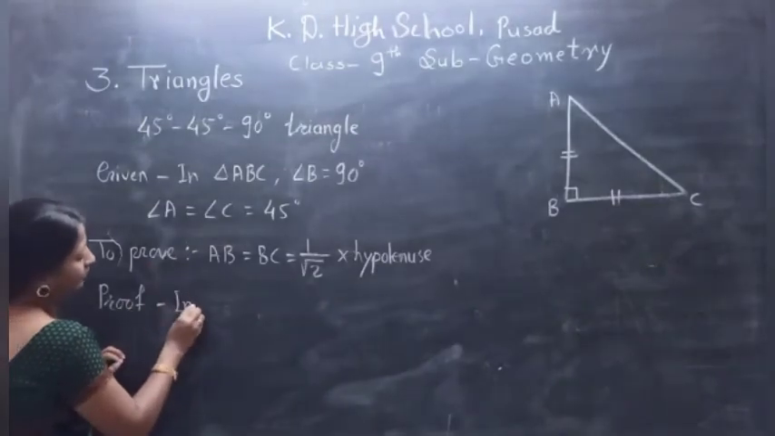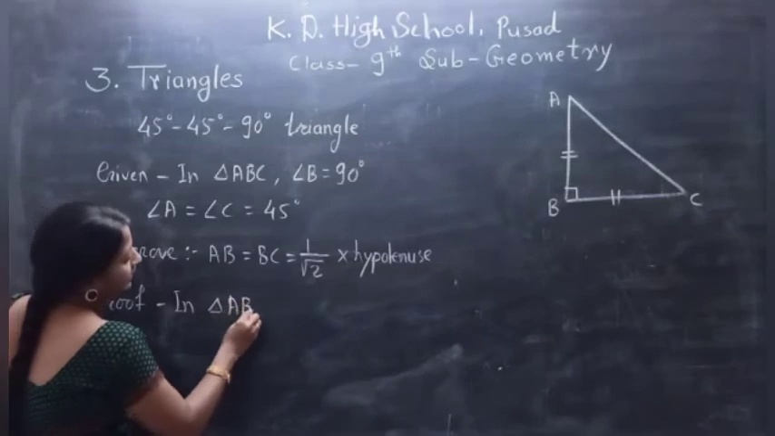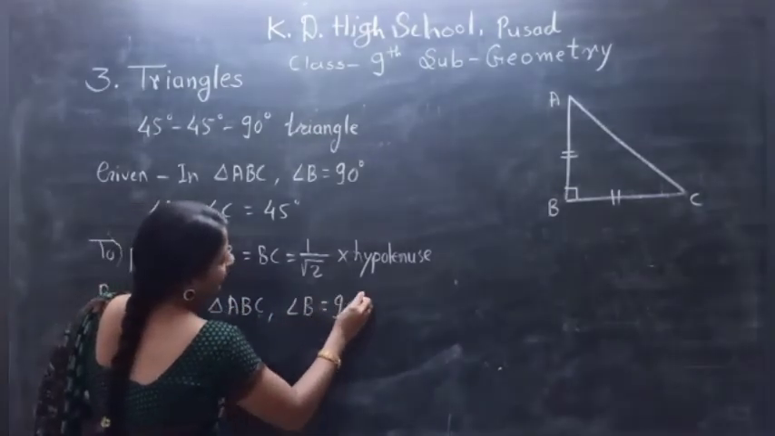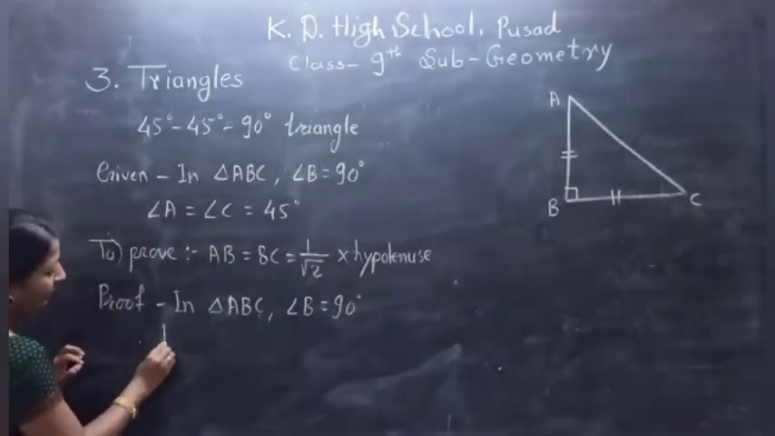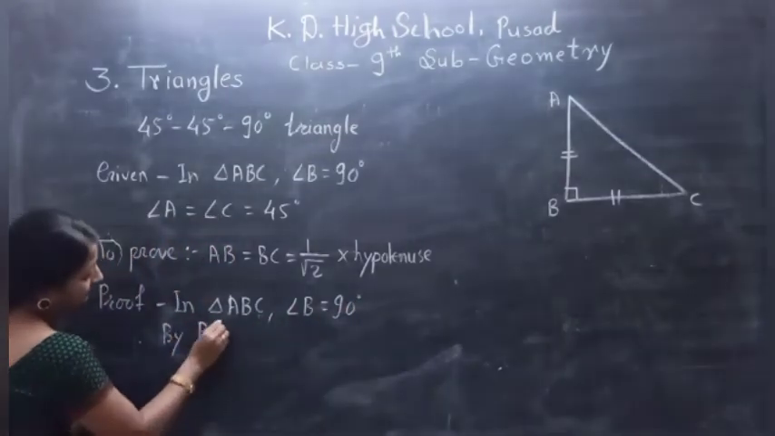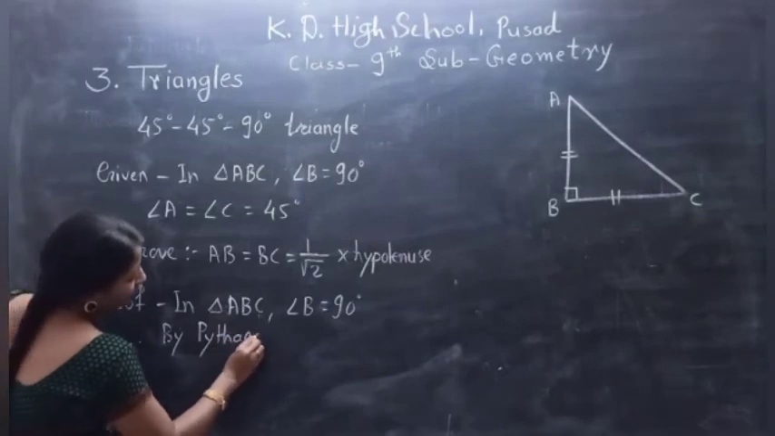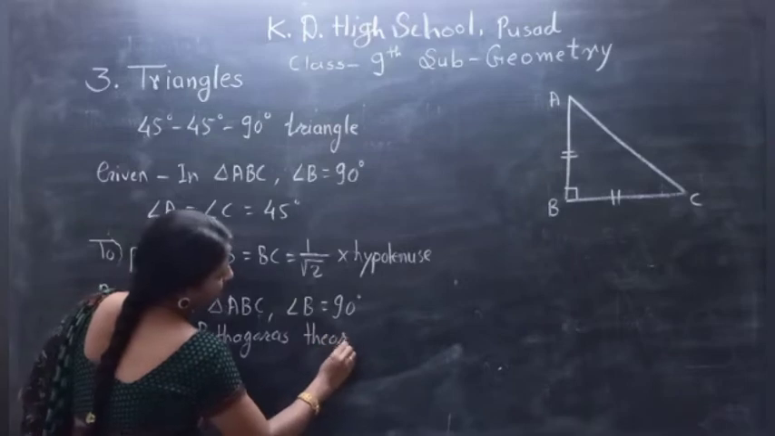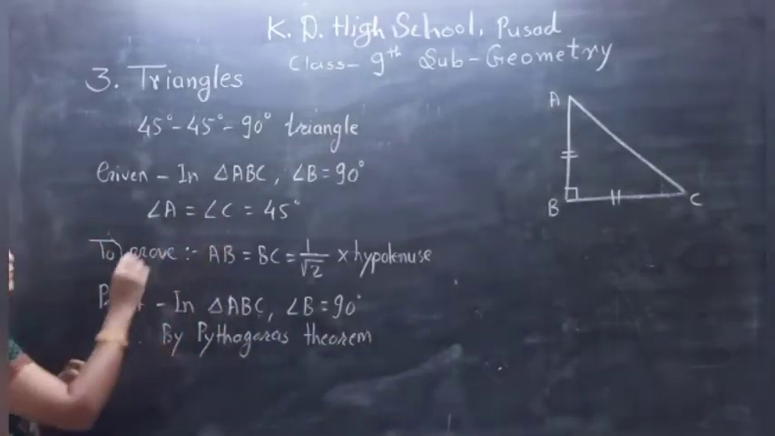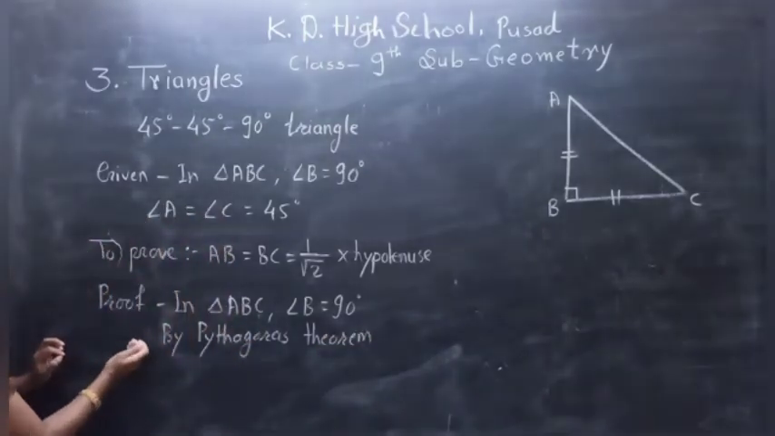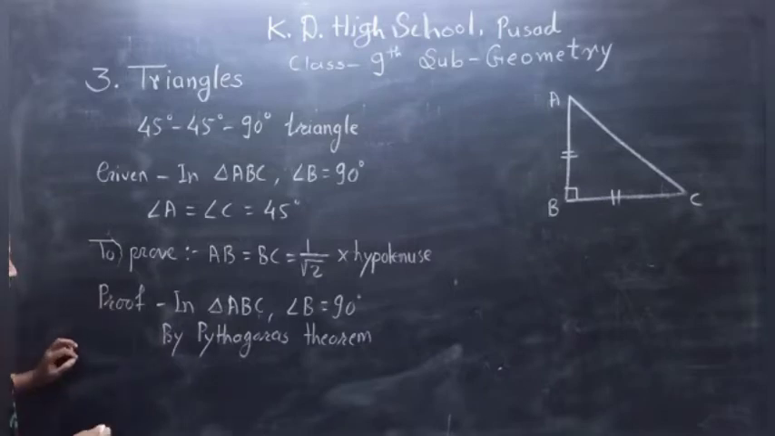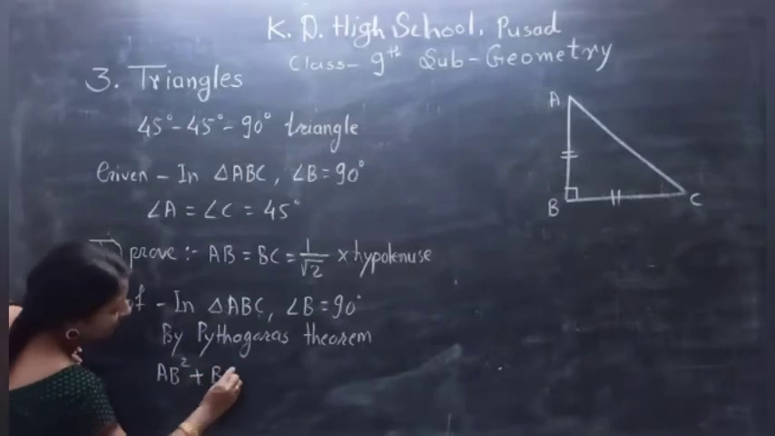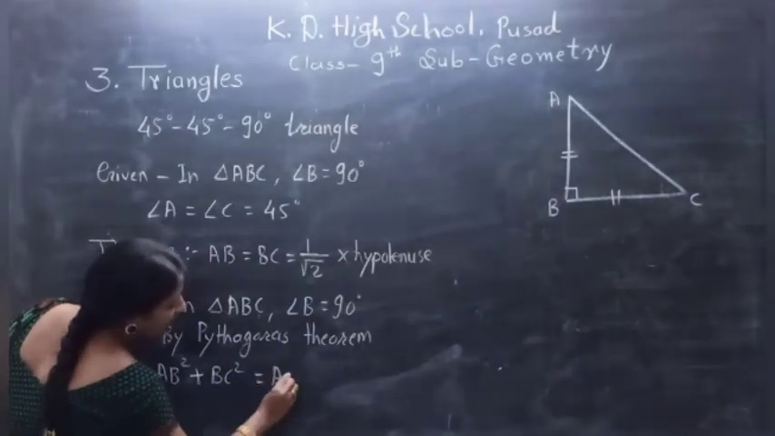In triangle ABC, angle B is equal to 90 degrees. Therefore, by Pythagoras theorem. Everyone knows the Pythagoras theorem. Therefore, by Pythagoras theorem, hypotenuse square is equal to AB square plus BC square. So, AB square plus BC square is equal to AC square.